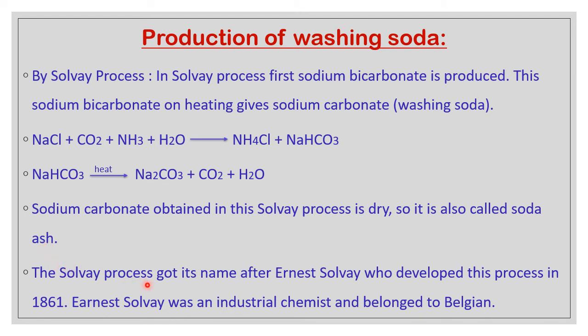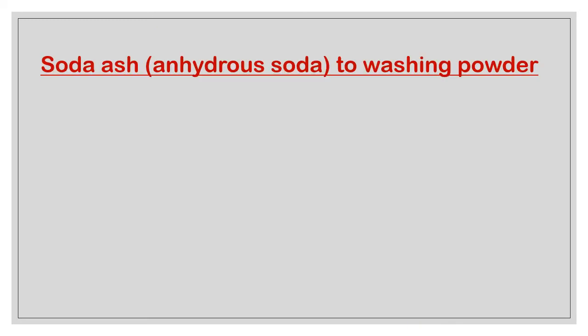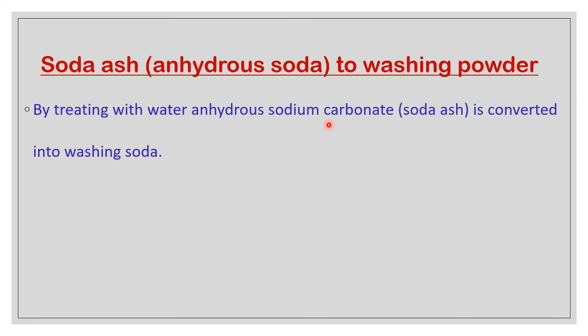The Solvay process got its name after Ernest Solvay, who developed this process in 1861. Ernest Solvay was an industrial chemist and belonged to Belgium. So he is a Belgian. Now soda ash, and let us address how to convert dry sodium carbonate into the washing powder. By treating anhydrous sodium carbonate, that is soda ash, with water, it is converted into washing soda.